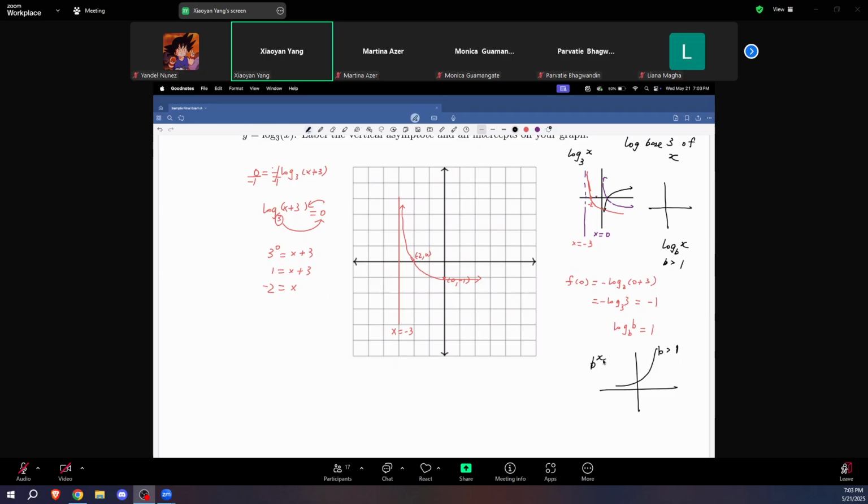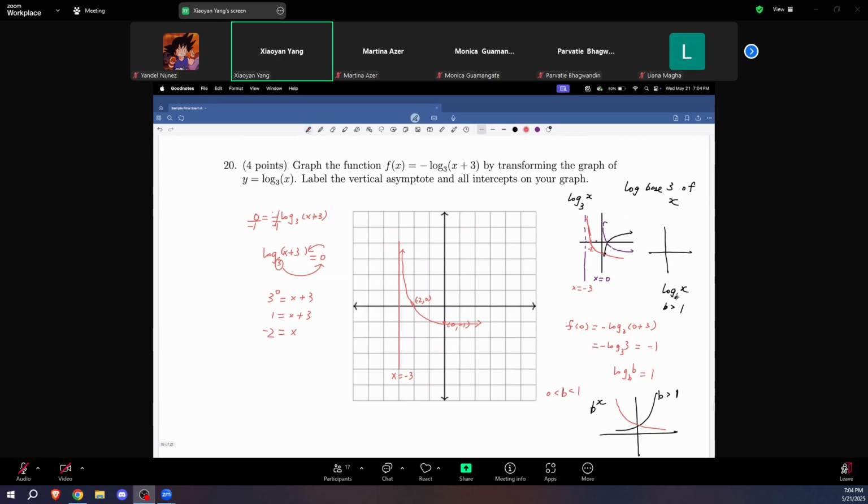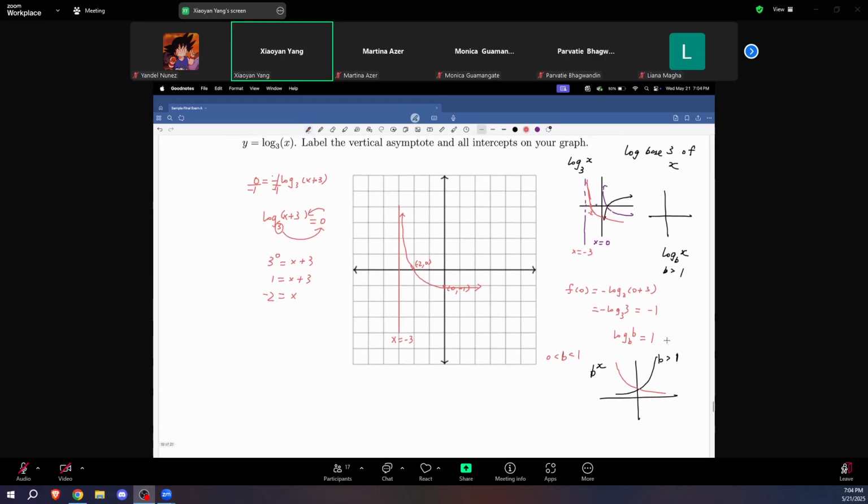If b is between 0 and 1, so this is exponential decreasing, okay? So this is same as the log. If b is larger than 1, so it's exponential increasing. Why exponential increasing? This is b to the x.